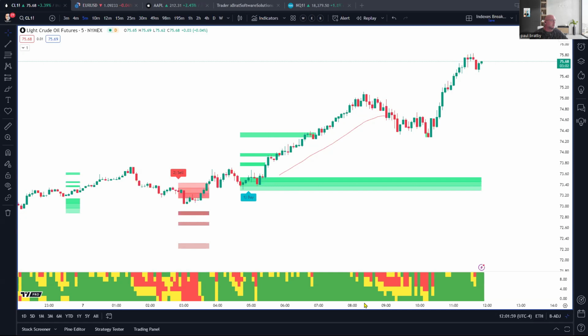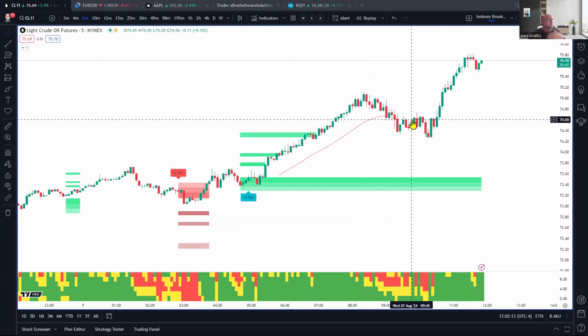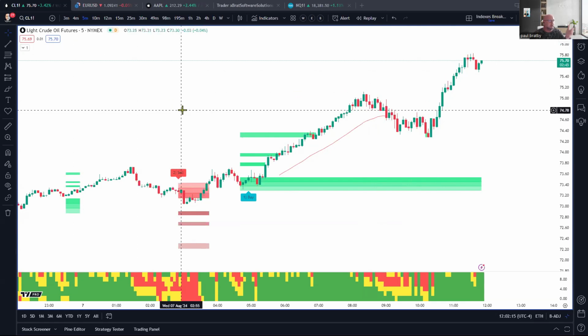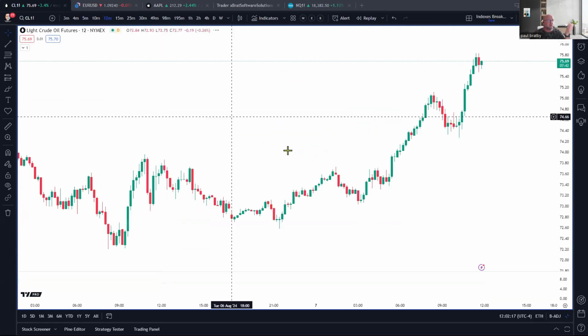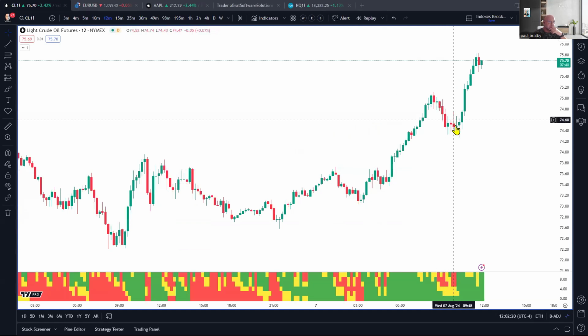Now, if some of you are not used to the Slingshot, some of you might see this pullback and say, well, why isn't there a pullback zone? Because it's too deep, too long for this 5-minute time frame. Now, we go to something like a 12-minute time frame. That's that same pullback.